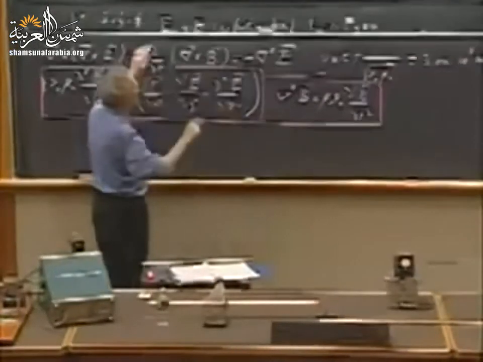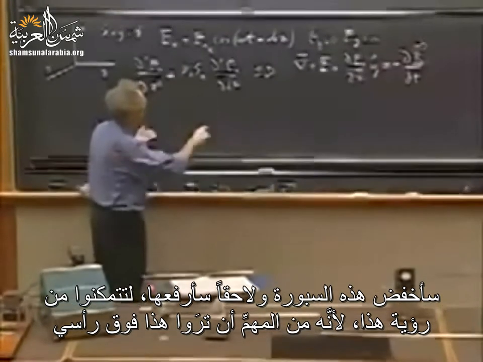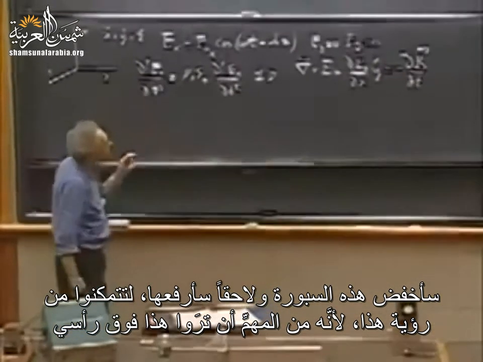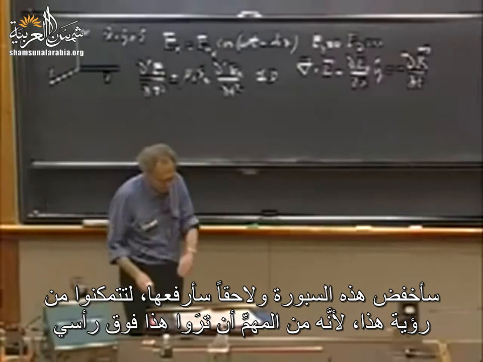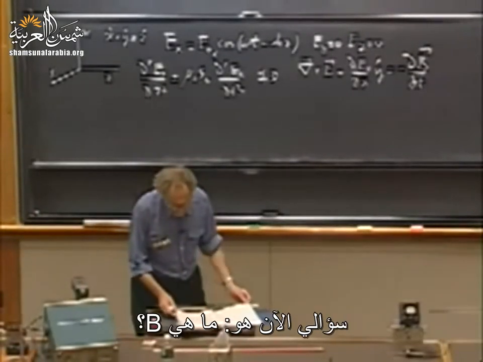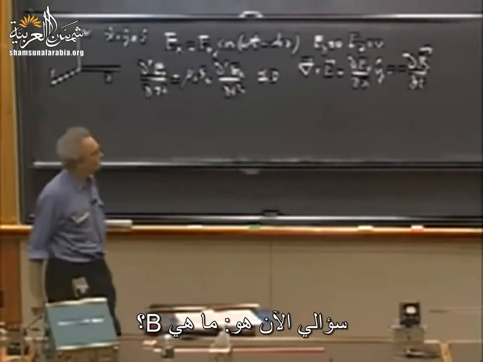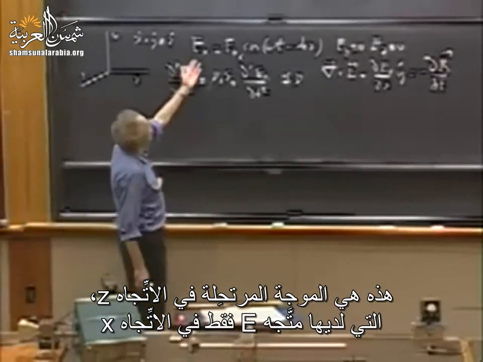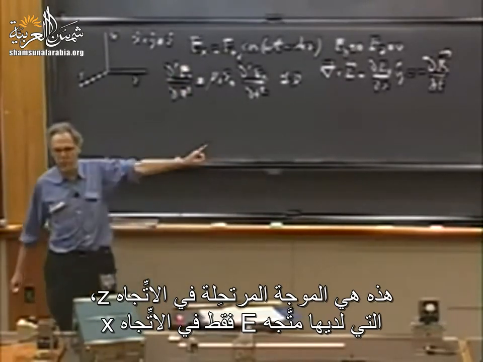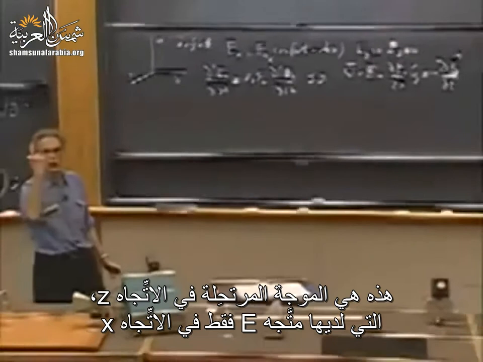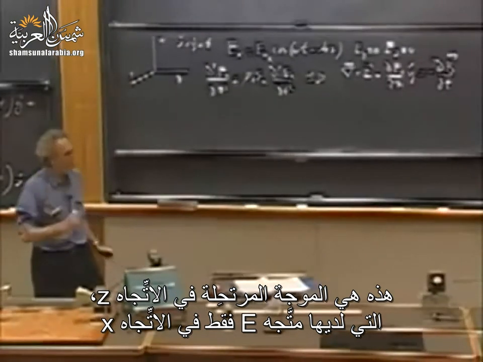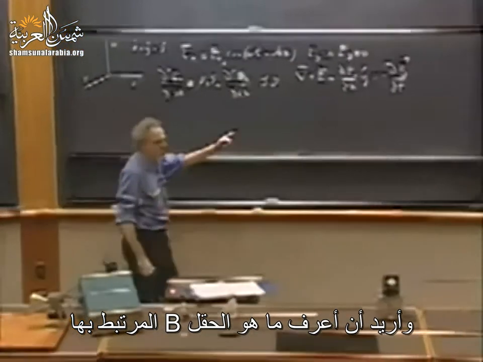I will lower this, and later I will raise it so that you can see this, but it's important that you can see this above my head. So my question now is, what is B? So this is the traveling wave in the z direction, which has an E vector only in the x direction, as of now, and I want to know what is the associated B field.